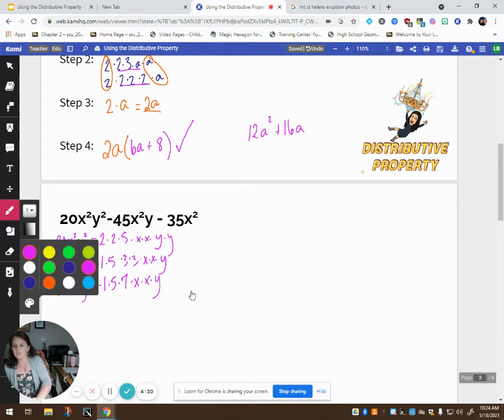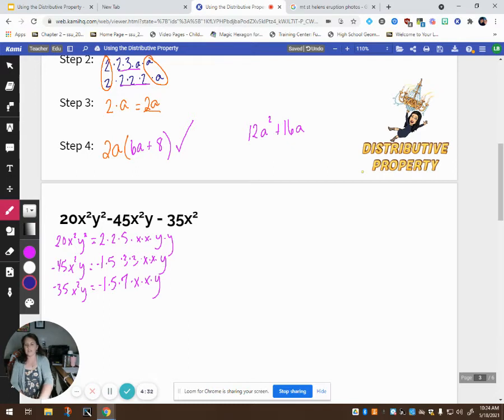So step 2, I'm not going to write it all out like I did before. I'm just going to do it all at once. I'm looking for what does each thing have. Well, I can quickly see that each thing has an x. Looks like each thing has 2 x's. Okay, let's see. Do they all have a y? Yep, each one has a y.